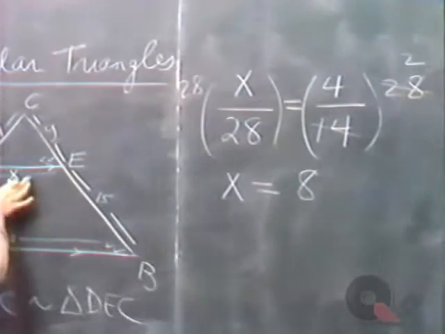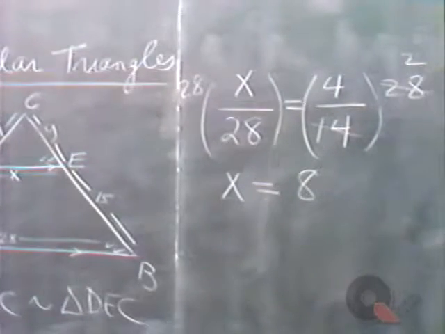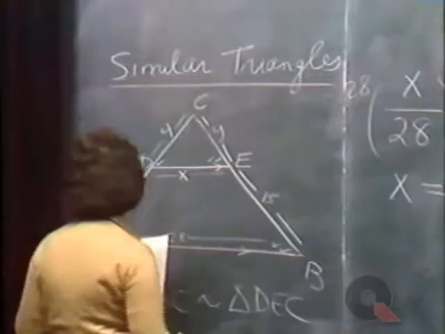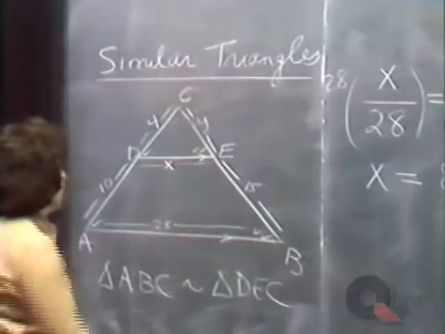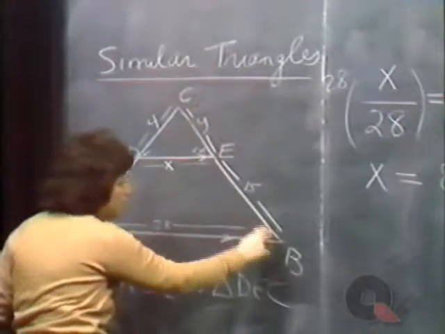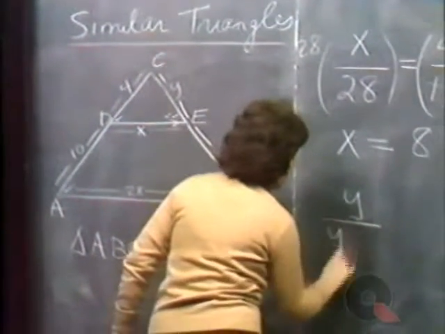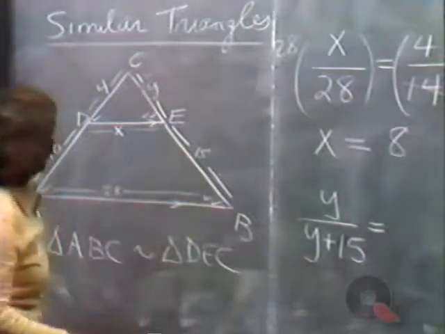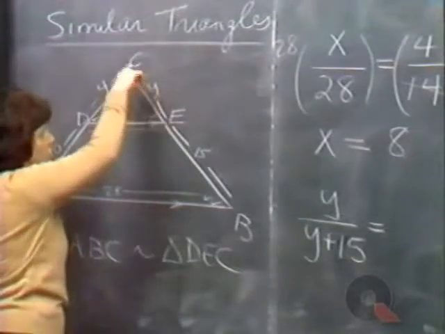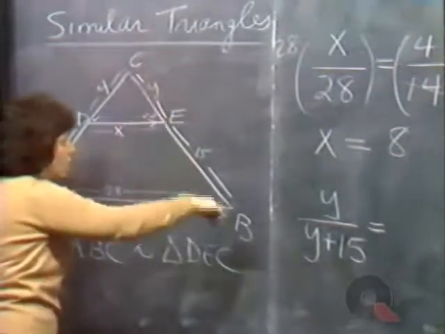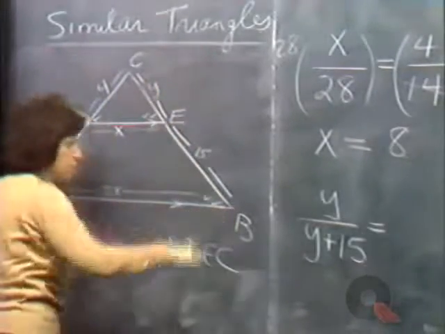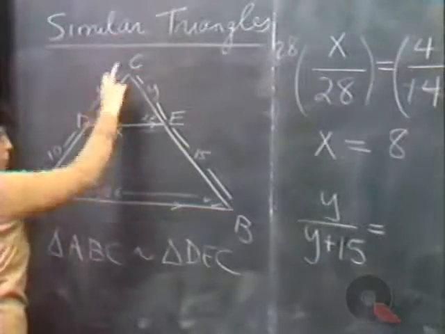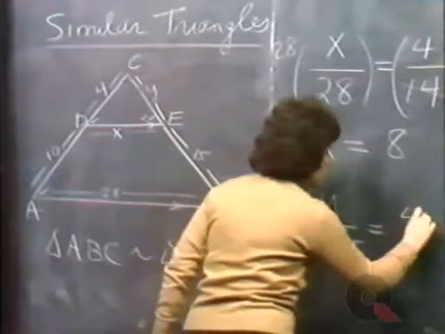Okay, we can use that, or we can use the other side to set up our next proportion. We want to find y now. We can say that y is to y plus 15. The short side on the right here is to the long side on the right here. This is y is to y plus 15 as either 8 is to 28 or 4 is to 14. Obviously, it doesn't matter which one we use. Let's use the 4 is to 14.